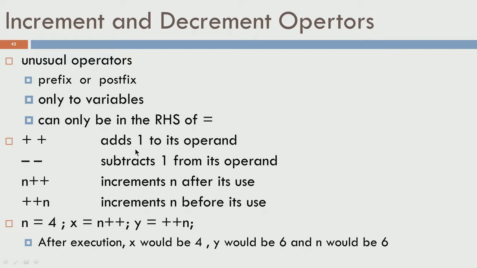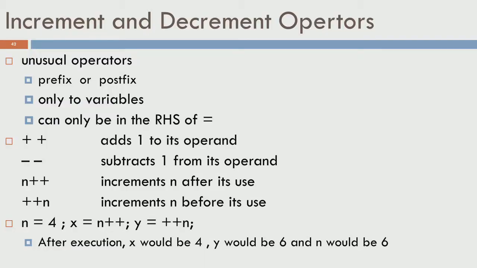So, plus plus means add 1 to the operand and minus minus means subtract 1 from the operand. So, let us look at this small example. n plus plus would mean you take n, add 1 to it and put the result back in n itself. So, it will increment n after the use of n, whereas plus plus n means increment before the use.